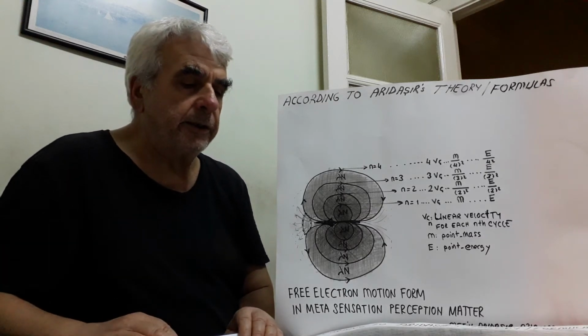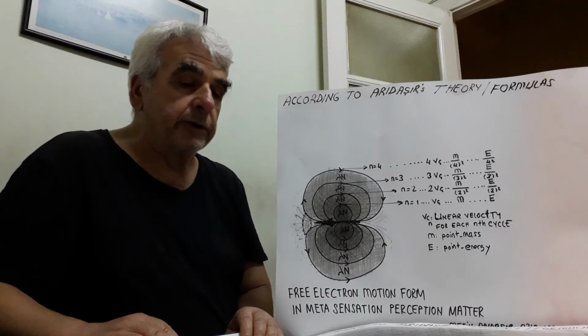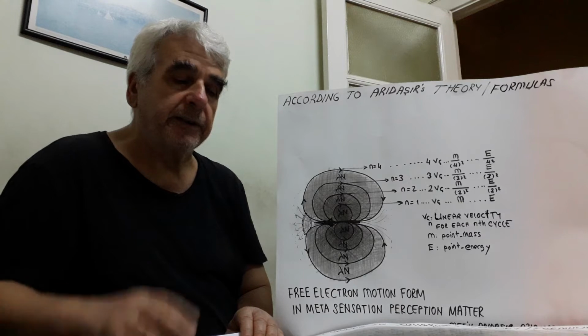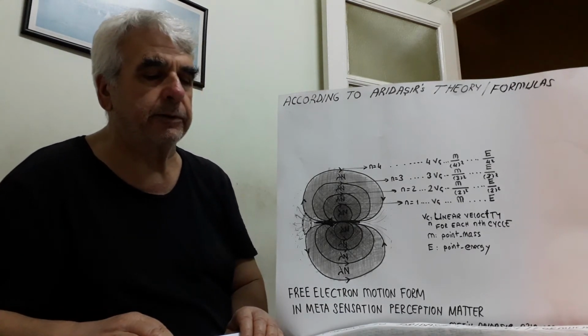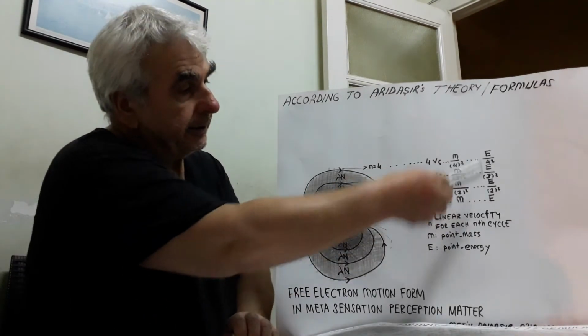9. Each electron motion form produces successive waves, total energy and total mass, and point energy and point mass, and therefore photon energy and photon mass are inversely proportional to the wave number, 1 divided by n squared, like this, here.